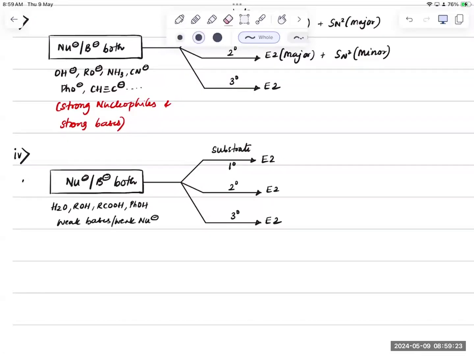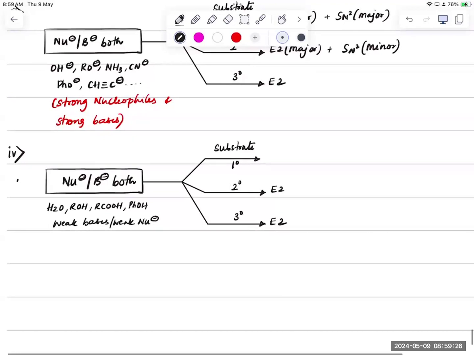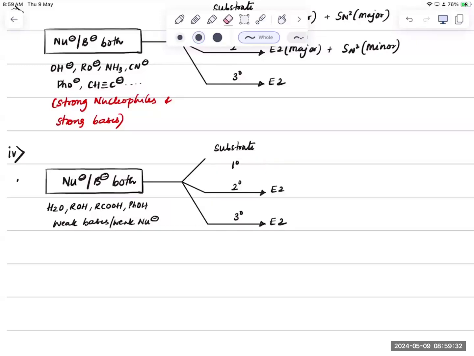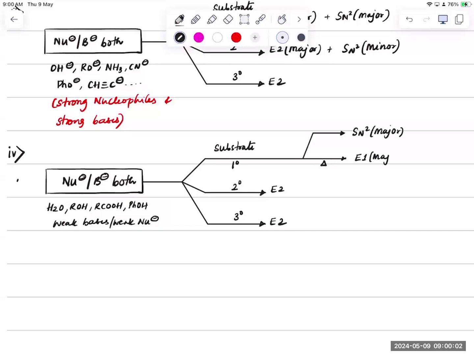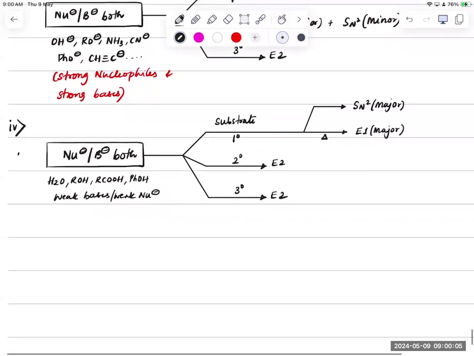In that case, you have to have two cases here. Within the substrate, are we using heat or not? So for this substrate, one is with heat and one is without heat. If it is 1 degree without heat, it is definitely going to be SN2 as major. And if it is with heat, then it is E1 as major. Clear?